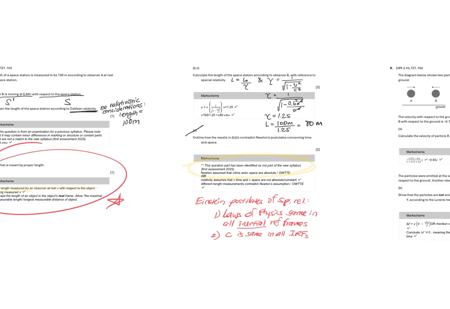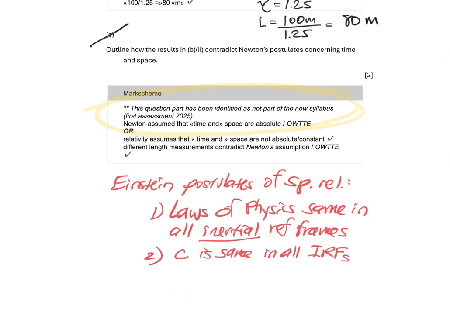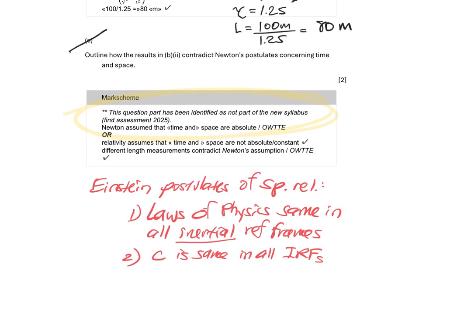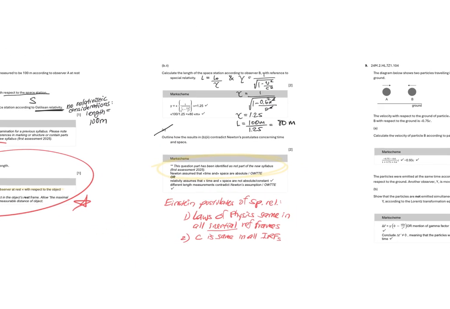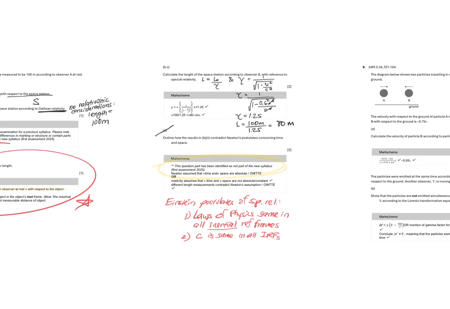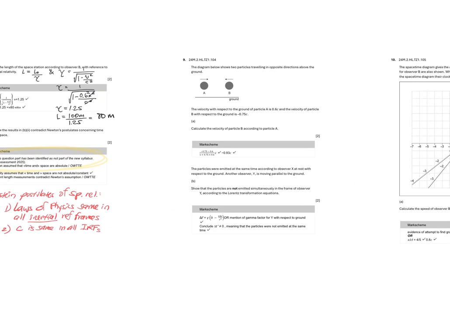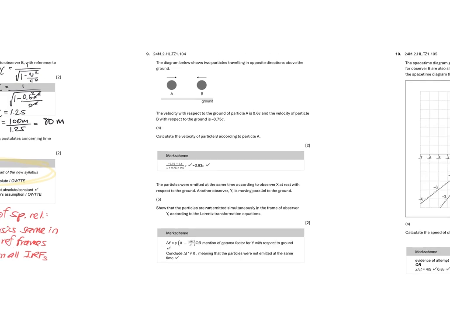But that's not what they asked for. They asked for Newton's, but they're like, how do the results contradict Newton's postulates? Because they're relativistic. They're Einstein's postulates. So there you go. That is number 8. Now, number 9 is the next question, and I'm going to pause it.